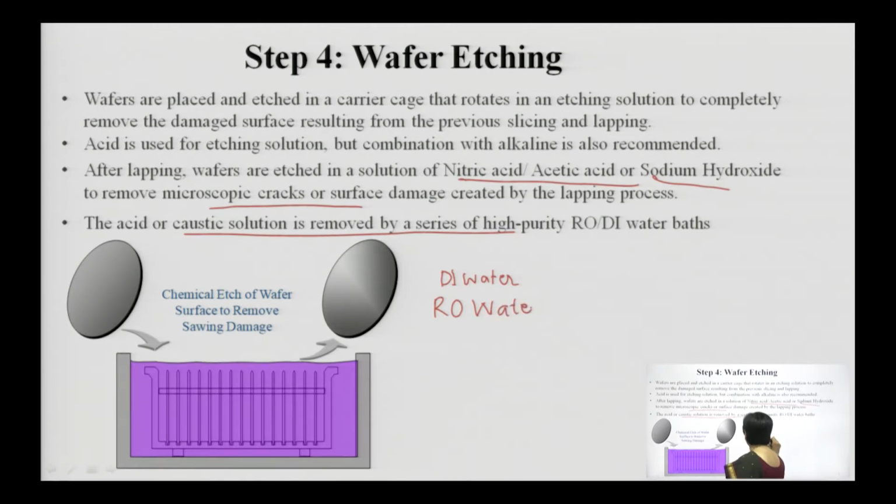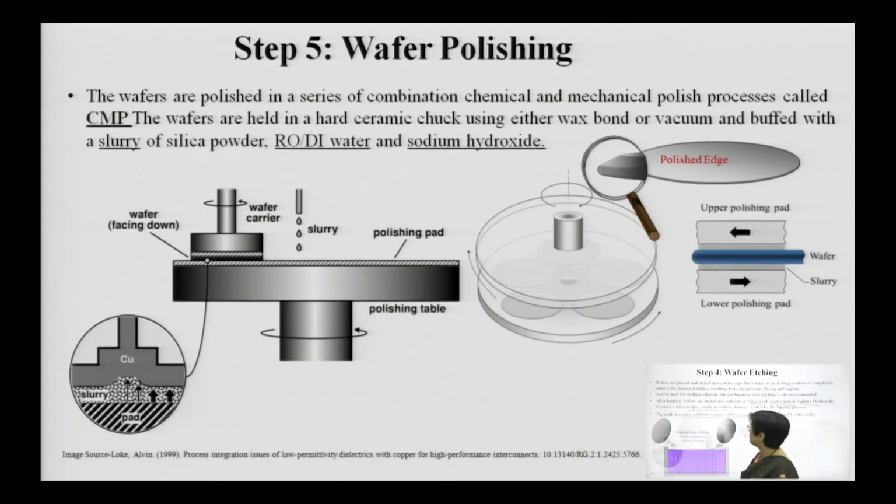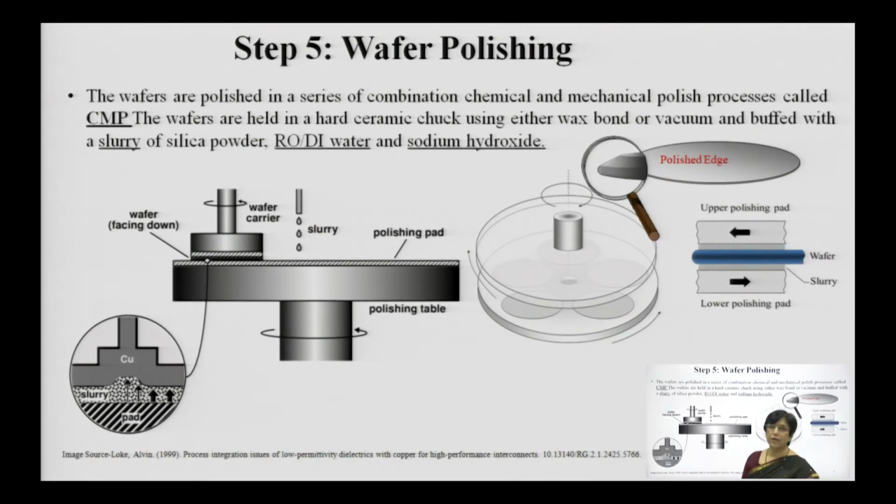Now with this RO water or DI water, you will clean the wafer, and then the wafer is ready for the next process. Now what is this next process? The next process is polishing. After lapping, we have cleaned the wafer, and now it has entered the polishing stage. Polishing is an essential part of wafer preparation, because every wafer has a mirror shine polish.